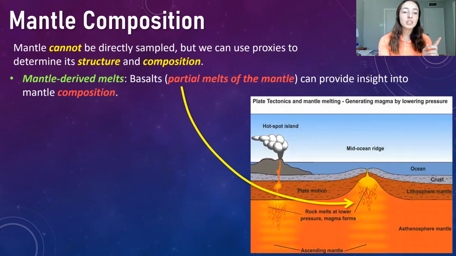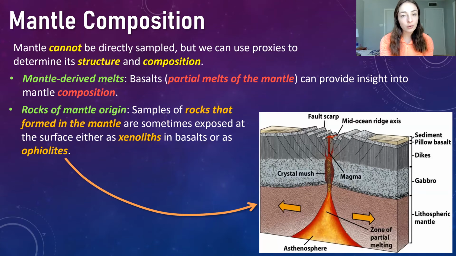But it's important to note that basalts are not the only thing that we can use to understand the composition of the mantle. We can also reconstruct the composition of the mantle by directly looking at rocks that represent the mantle's composition. These rocks are rare, but they come up to the surface occasionally as xenoliths or ophiolites.